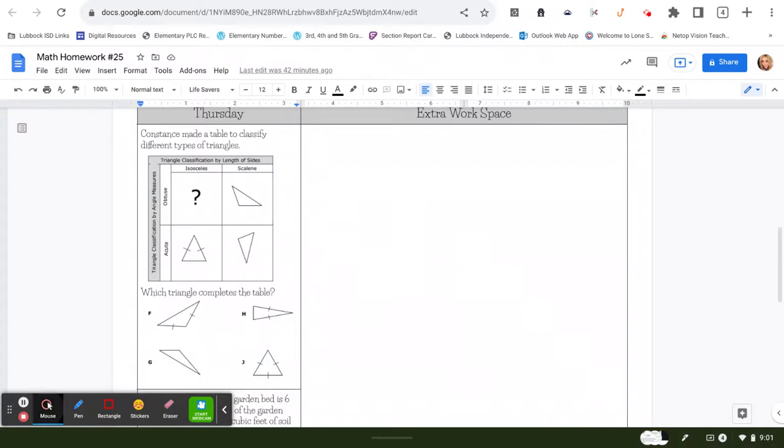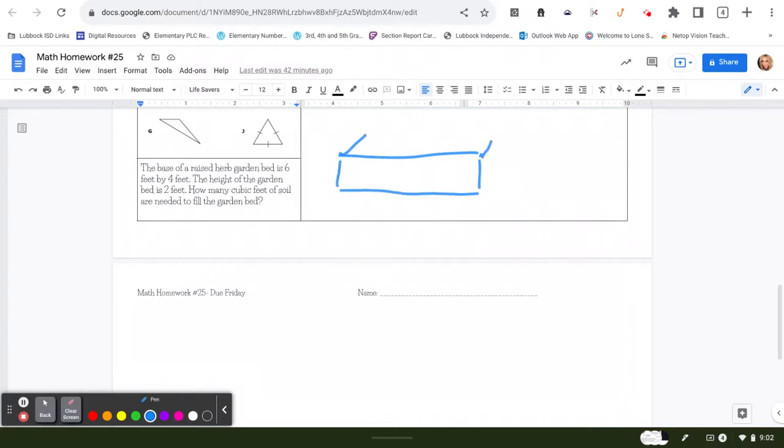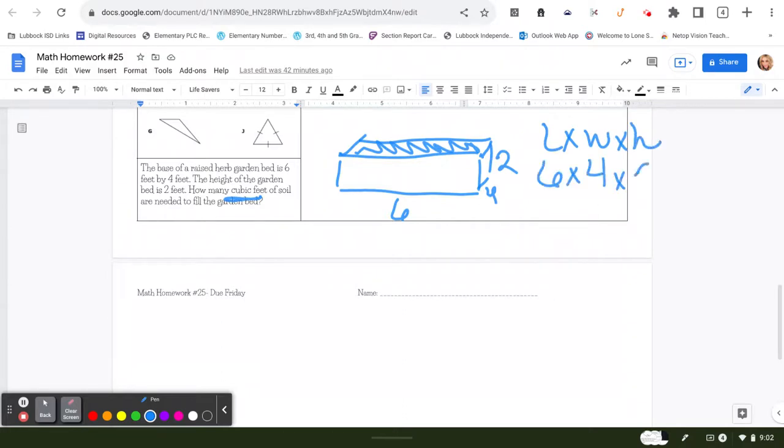Okay, and last problem for the week. The base of a raised herb garden bed is 6 feet by 4 feet. The height of the garden bed is 2 feet. How many cubic feet of soil are needed to fill the garden bed? I think we did this one as a word problem last week. Okay, so I'm going to draw my picture, my raised bed, and I can see it's 6 by 4 by 2. I want to know how many cubic feet would fill this up. So that's volume, length times width times height. So 6 times 4 times 2.